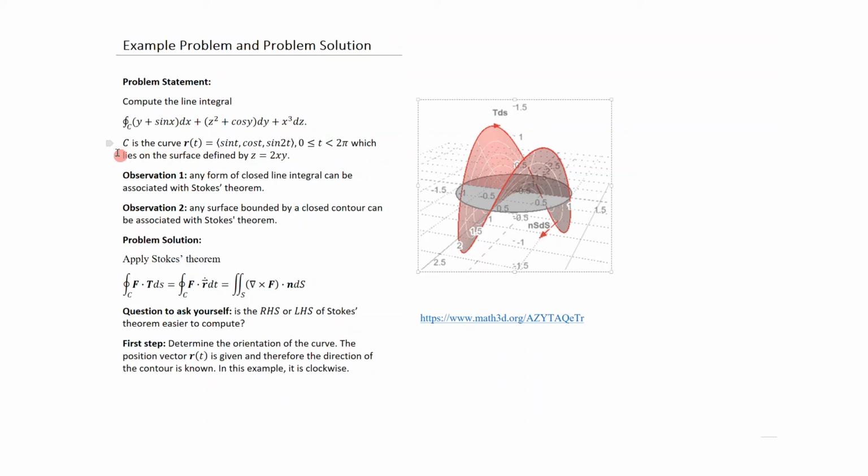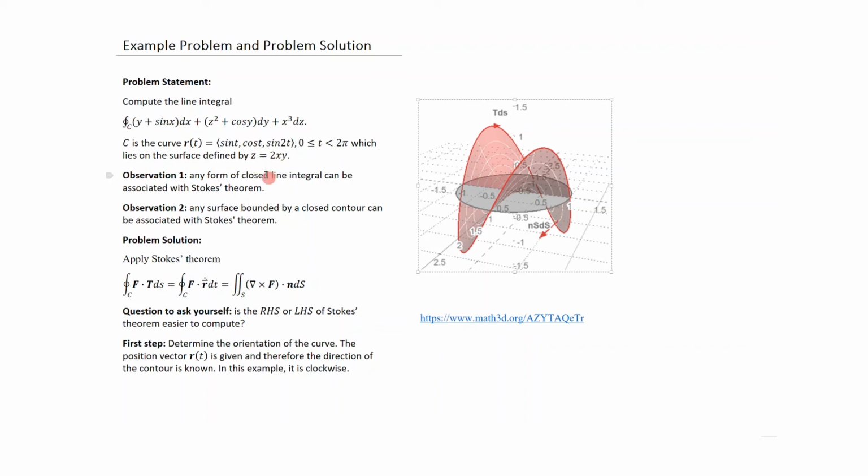All right, C is given, and it's the curve R of t in parameterized form: sine t, cos t, sine 2t, and t is evaluated from 0 to 2 pi. So this essentially means you're making one full closed loop, and it lies on the surface defined by z equals 2xy.